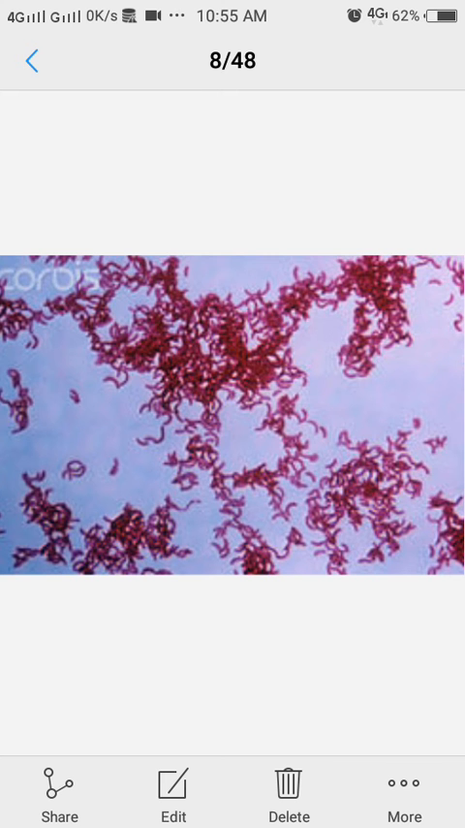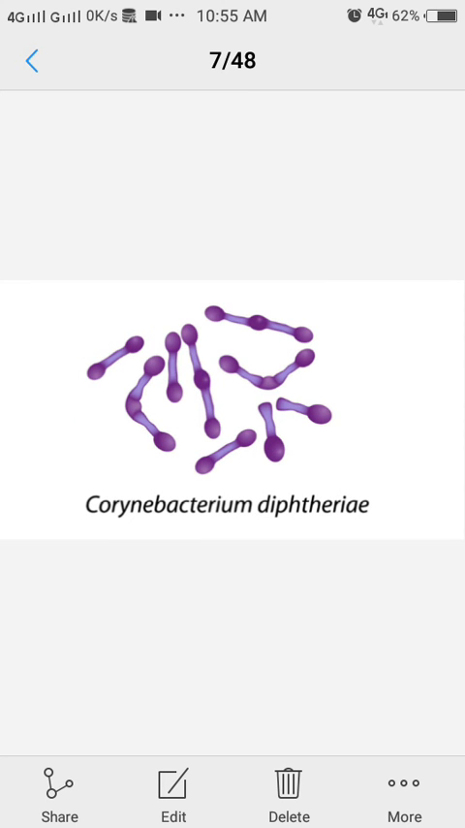Then fourth one, peritrichous. What is peritrichous? Peritrichous is the bacteria having flagella all around. In this type of bacteria, flagella will be all around the sides of the bacteria. Example, E. coli.